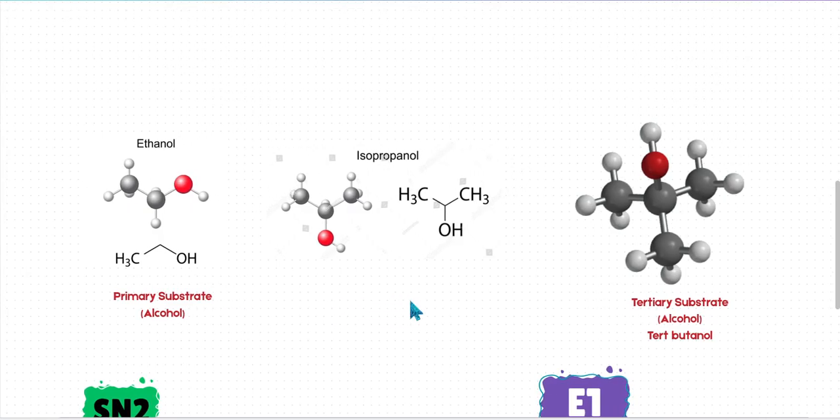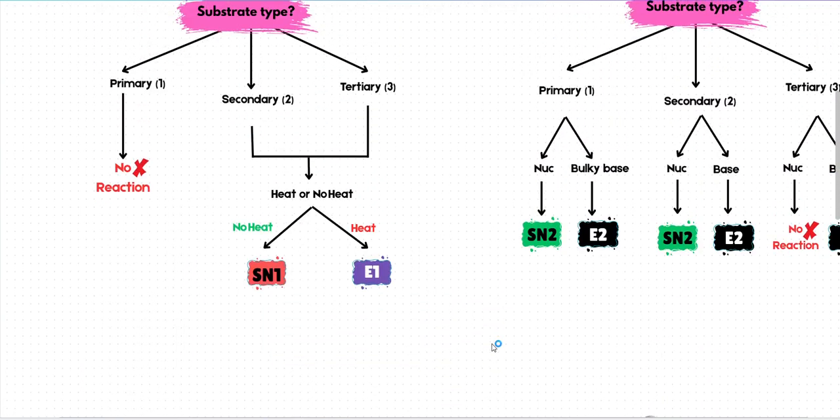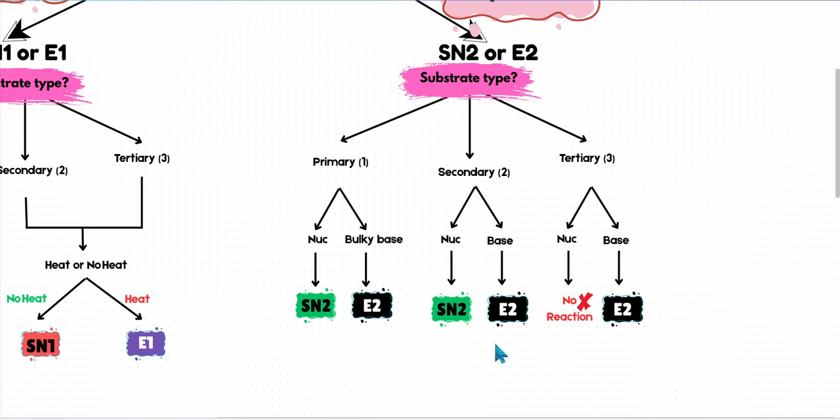Isopropanol is a secondary substrate because we have our OH bonded to a carbon that's also bonded to two other carbons. Then our tertiary substrate, this one is tert-butanol. This one is our tertiary substrate. You could see very clearly that the OH is bonded to a carbon that's also bonded to three other carbons. So this is the difference between a primary substrate, secondary substrate, and a tertiary substrate. So now let's move back to what we were doing.